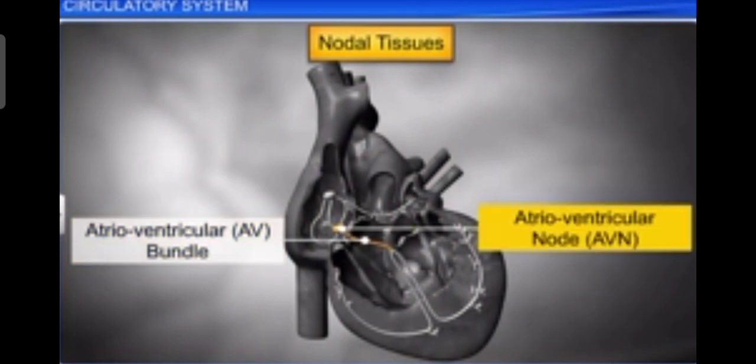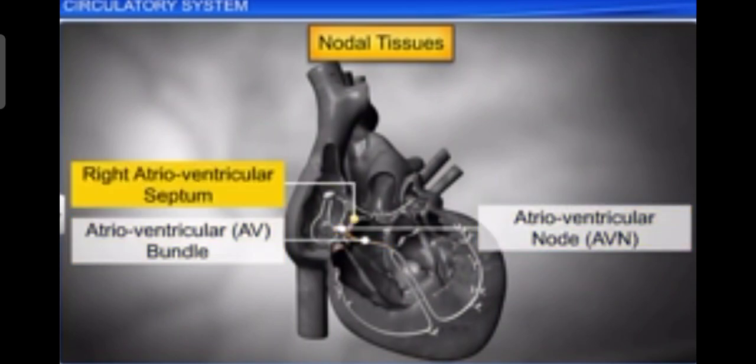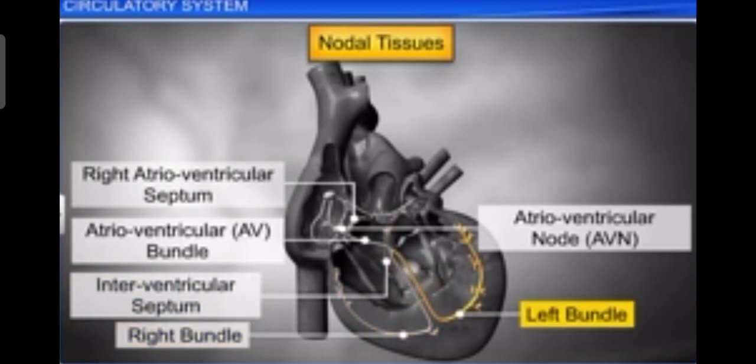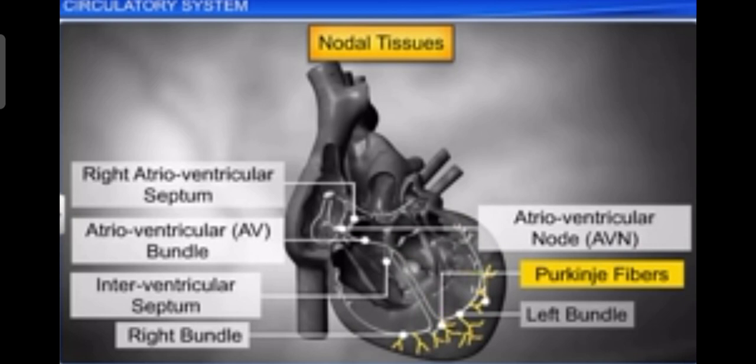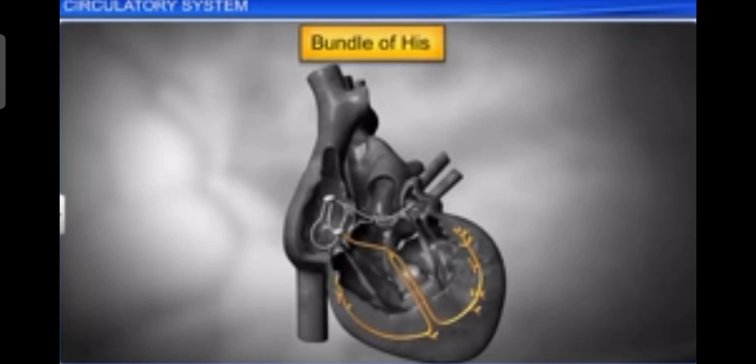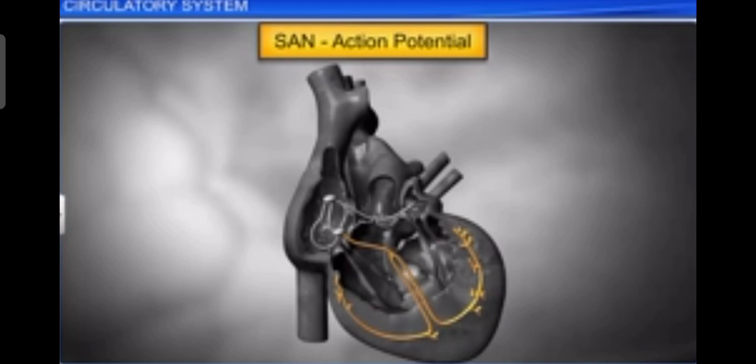A bundle of nodal fibers, the atrioventricular bundle, continues from the AVN, which passes through the atrioventricular septa to emerge on the top of the interventricular septum and immediately divides into the right and left bundles. These give rise to minute fibers throughout the ventricular musculature of the respective sides and are called Purkinje fibers.